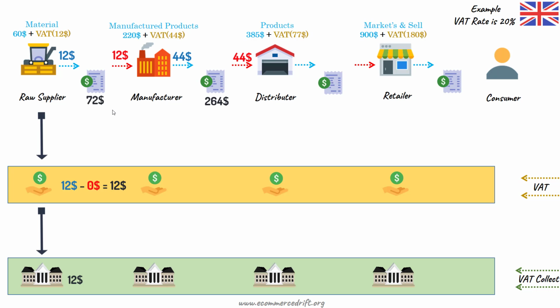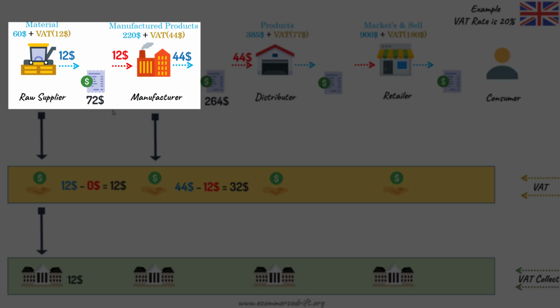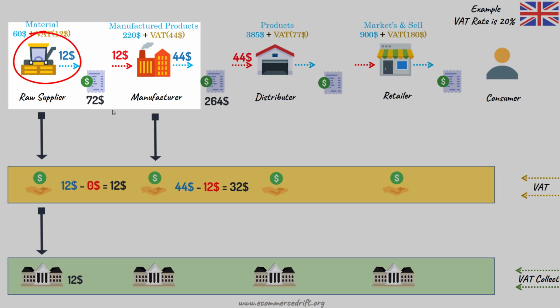Now, here's the catch. The manufacturer is going to use the same VAT payable formula that we just learned. That formula is output VAT minus the input VAT. And the output VAT was, for the manufacturer, $44 and minus the $12, because if you think of it, the manufacturer at that point of transaction from the raw supplier to the manufacturer was paying indirect tax to the government, and the raw supplier was the tax collector at that transaction.